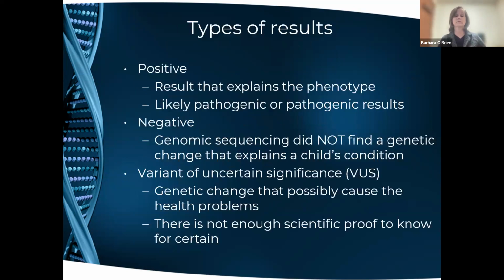So what are the types of results? You can get a positive result, which, on a whole exome sequencing, explains the phenotype or the features that we're seeing prenatally. You can have a positive result that is likely pathogenic or a pathogenic result. You can have a negative result, which is genome sequencing that did not find a genetic change that explains a child's condition. And then you can have a variant of unknown significance, or a VUS. That's a genetic change that possibly causes the health problems, but there's not enough scientific proof to know for certain.